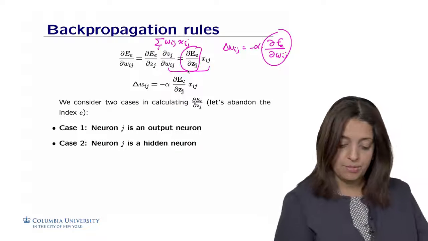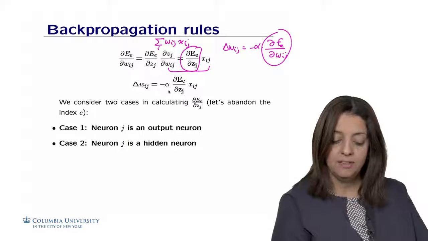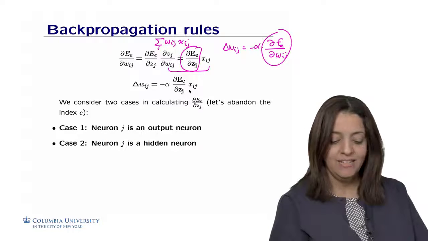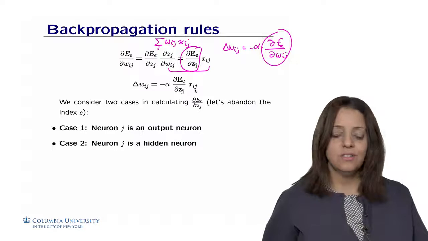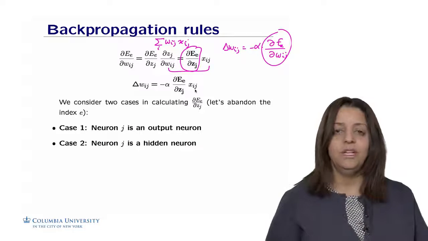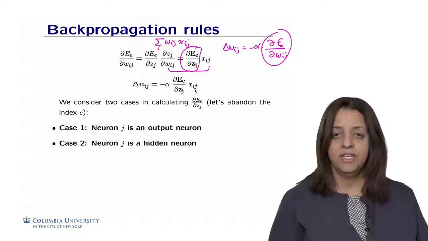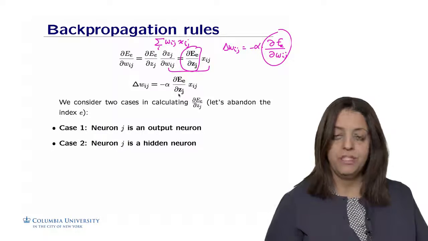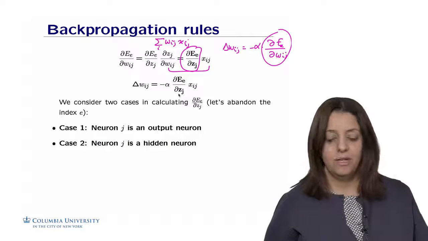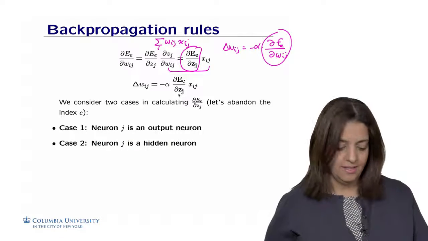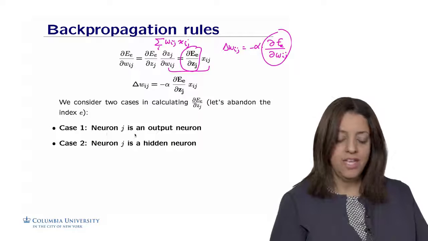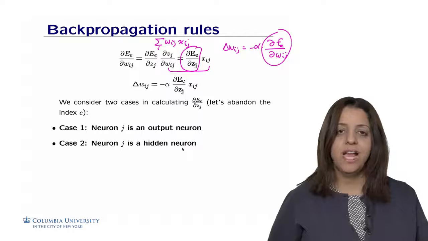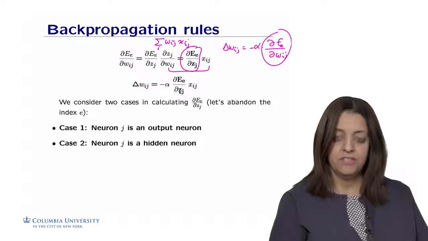So we're going to be able to write Δwij now as minus alpha times the derivative of e with respect to zj times xij. We consider two cases because we have seen that j could be either in the hidden layer or in the output layer. So in calculating the derivative of e with respect to zj, we depend on whether the neuron is in the middle or at the end. So case one, neuron j is the output neuron, and case two, neuron j is the hidden neuron. So let's see how we calculate this derivative in the two cases.